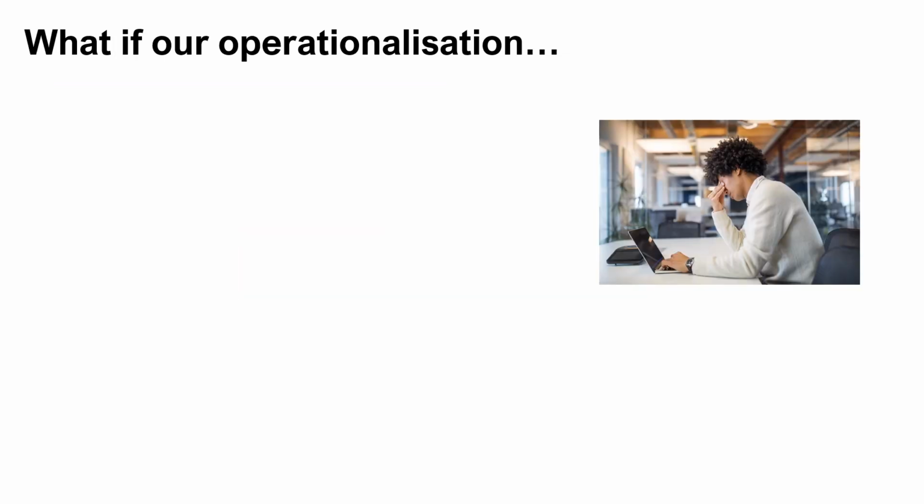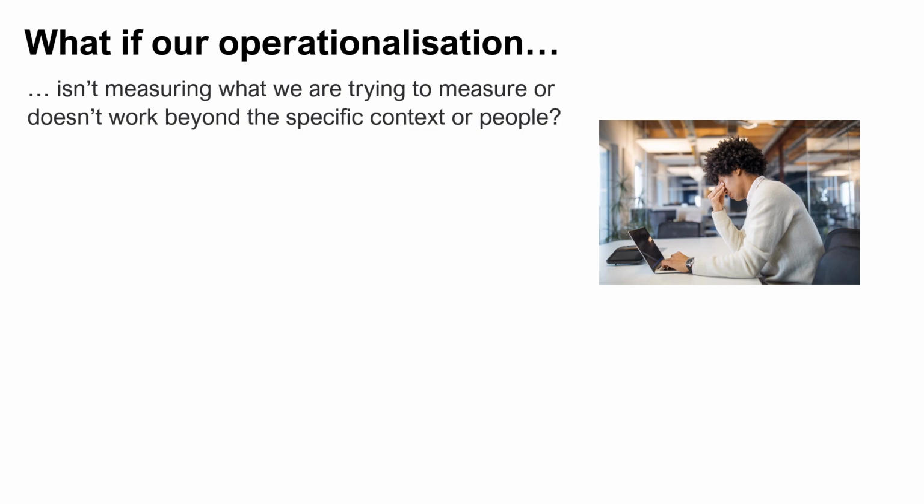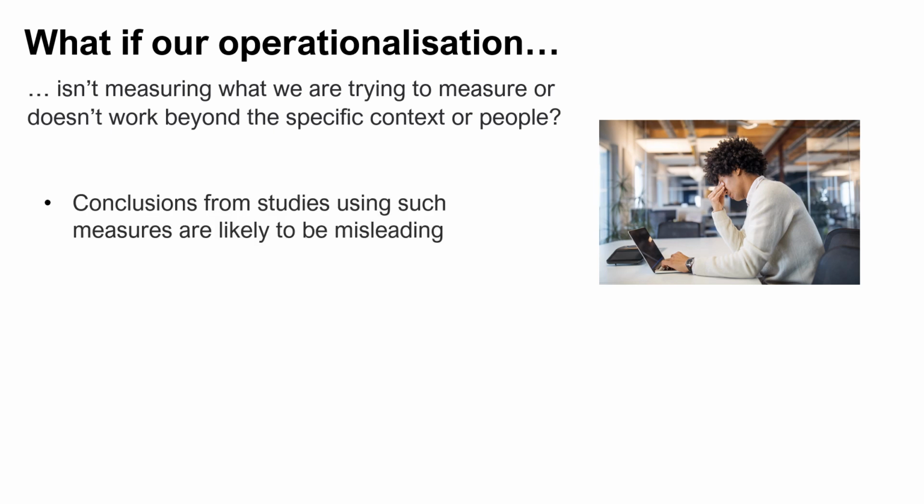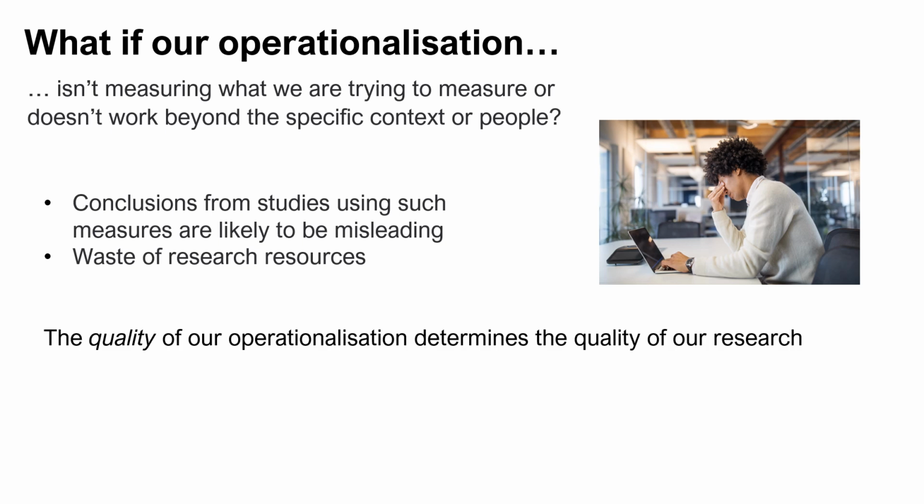What happens if our operationalization isn't measuring what we're trying to measure, or doesn't work beyond the specific context or people in our study? It means that conclusions from our studies are likely to be misleading, and conducting this research might also be a waste of resources, including researcher time and money. The quality of our operationalization determines the quality of our research.